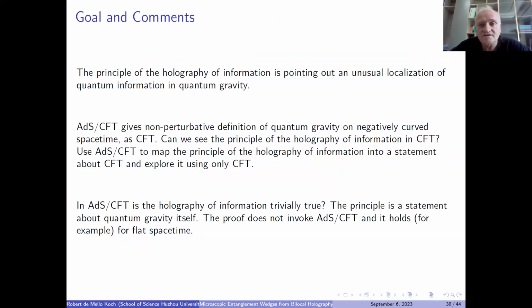Okay, so what are we going to try to do now? Well, the principle of holography of information is pointing out an unusual localization of quantum information in quantum gravity. And this is only a property of a theory of quantum gravity. So if we look for signals of this in bilocal holography, it will be yet another indication that the collective field theory of the bilocal really is reproducing a theory of quantum gravity. So that's why we wanted to look at this.